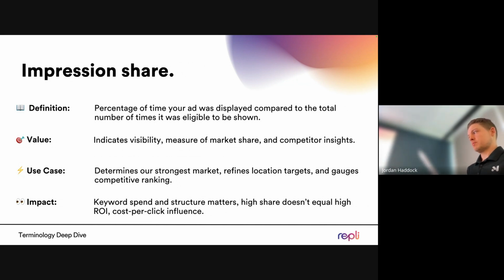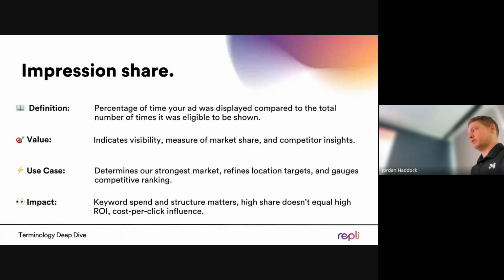Keyword spend and structure matters in impression share. Since impression share varies greatly on the keywords that you're targeting, and also how much you're spending on those keywords, you have to dive a little bit deeper than just looking at the metric at face value. And a high share does not equal high ROI either. You could have 100% impression share on keywords that don't convert, so impression share would be 100%, but your conversion rate would be 0%. So it's not correlated directly to conversion rate or the amount of conversions you're receiving.